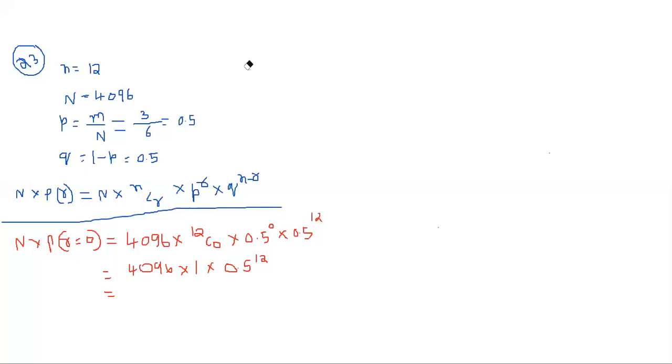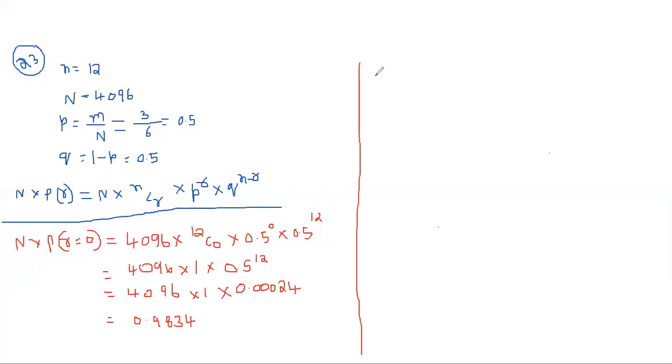So 4096 into 1 into 0.0024. You take up to 24. So 4096 into 1 into 0.0024, you get 9.83. This is P of R equal to 0.